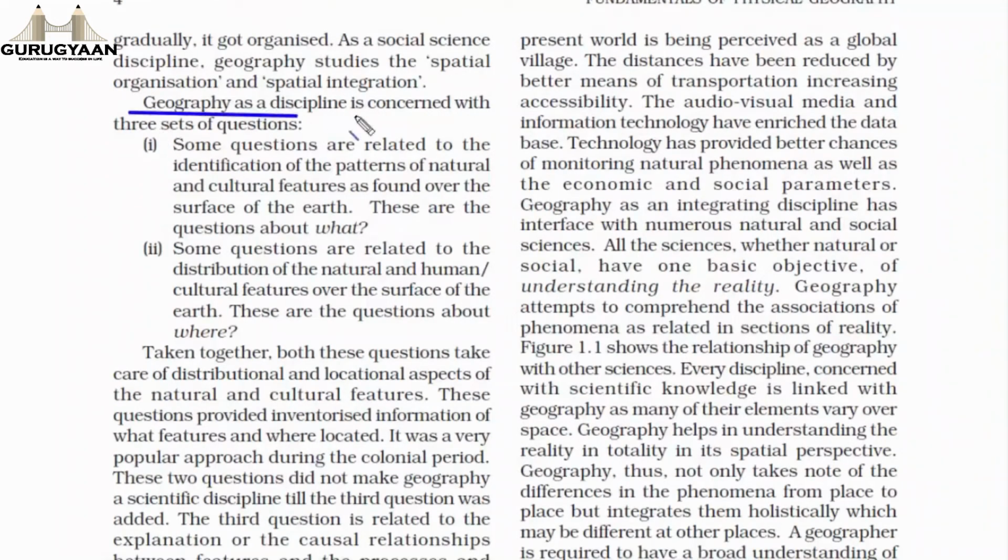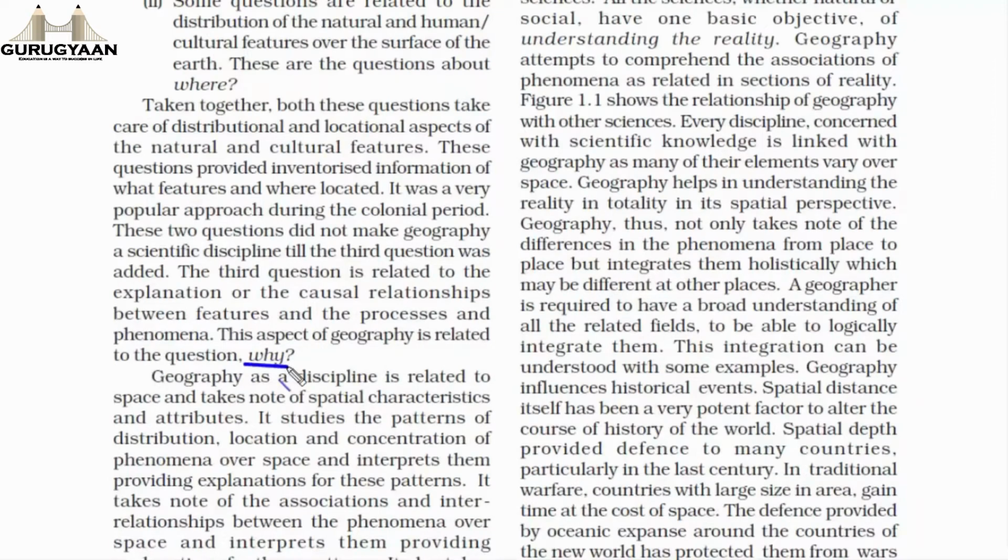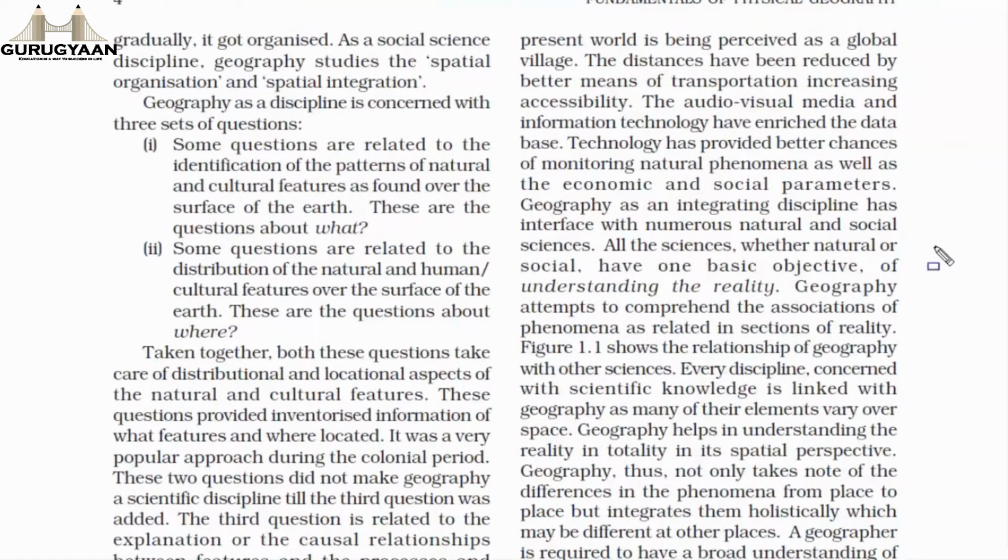Now it brings us to a point where we will discuss geography as a discipline, which is concerned with three sets of questions, and they are basically what, where, and why. The standard three questions that you will find in everything. So by what we mean, what is the relationship between the natural features and cultural features found on Earth? In simple terms, what is the relationship between human and land? All those sort of questions fall under this category.